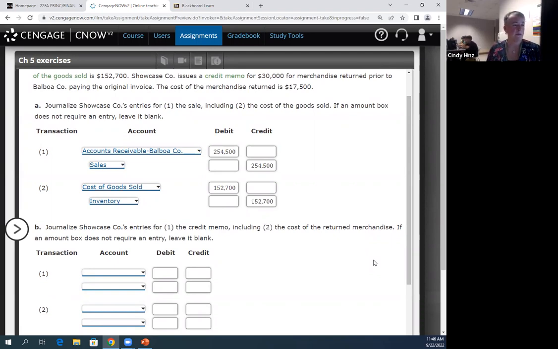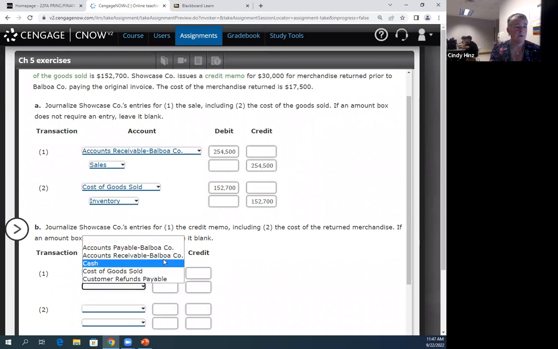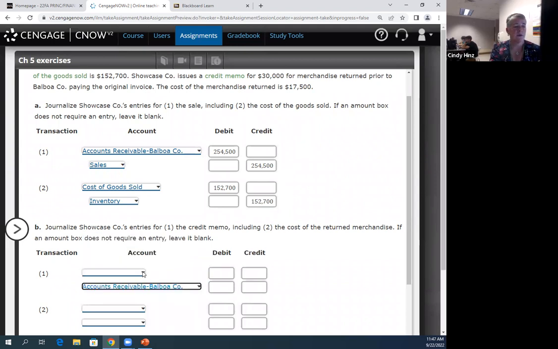And in B, we're going to be using that same concept of the customer returns payable and the estimated return inventory that we just finished in the previous exercise. So we're going to issue a credit memo for the $30,000 worth of merchandise returned. That's how much we had charged Balboa, but they haven't paid us for it yet. So we're going to remove that from accounts receivable.